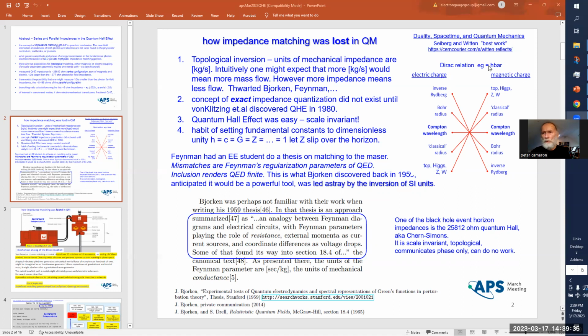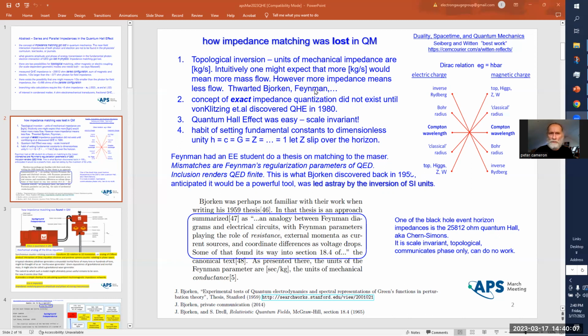So what happens if you substitute h bar over g for the electric charge in the formulas that define these fundamental lengths, which are separated by powers of the fine structure constant? It's inverted around the Compton wavelength because of the strength of magnetic charge. And this topological inversion shows up in our system of units, that the units of mechanical impedance are kilograms per second. You'd expect that means more flow, however, it means less flow. More impedance means less flow.